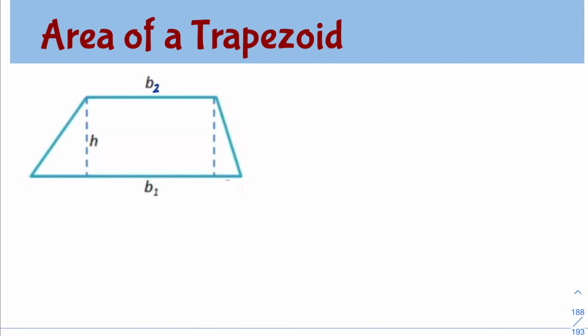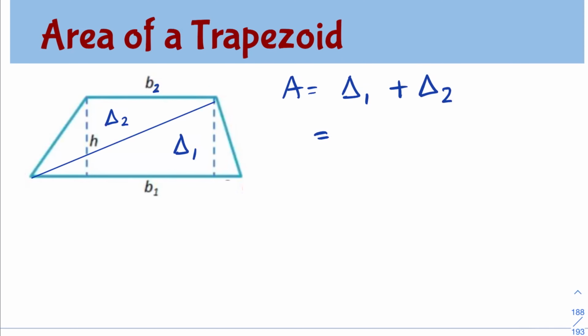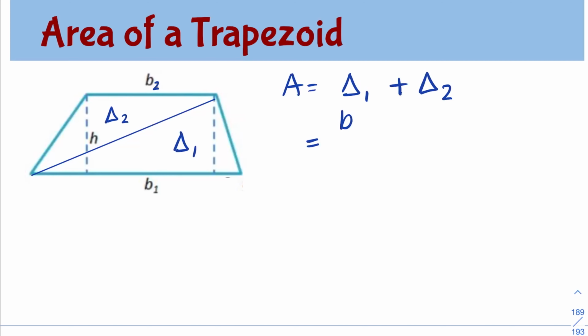So to derive the formula for the trapezoid, I will divide this trapezoid into two triangles. So this is our triangle 1 and this is our triangle 2. The area of the trapezoid is the same thing as the area of triangle 1 plus the area of triangle 2. In our previous video, we learned that to calculate the area of a triangle, we multiply the base and the height. So the first triangle can be solved by using base 1 times height divided by 2. And for the second triangle, we can do base 2 times height divided by 2.